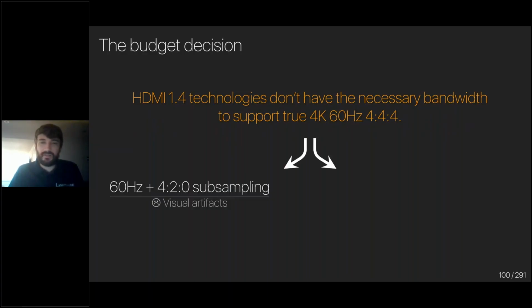If they want to have 60 Hertz to enjoy a fluid motion, they will need to sacrifice quality and use subsampling. If the fluid motion is not a problem, if they want to have the perfect quality RGB, they will need to sacrifice the frame rate and have a jittery movement. So let's take a look at what these drawbacks look like.